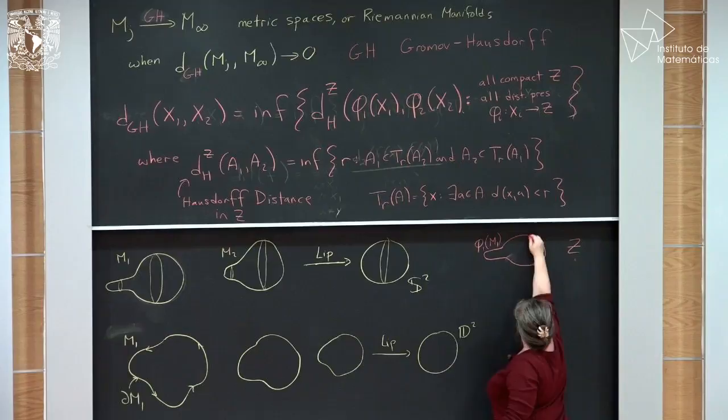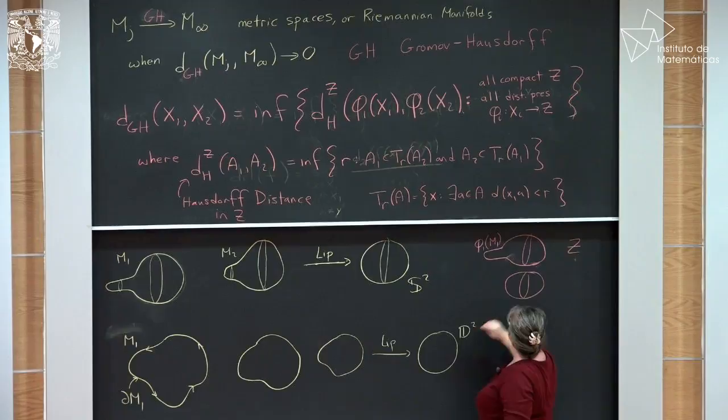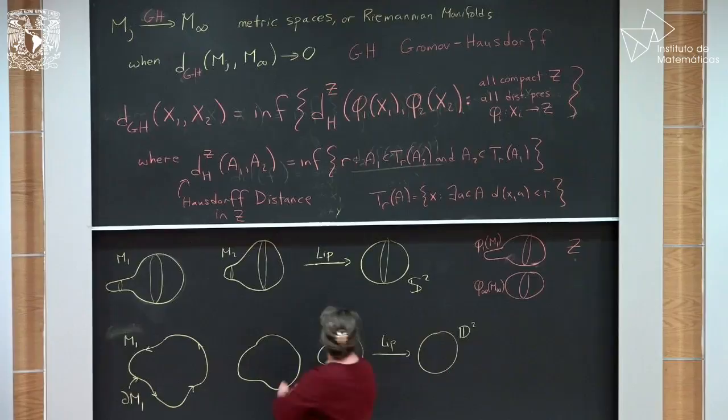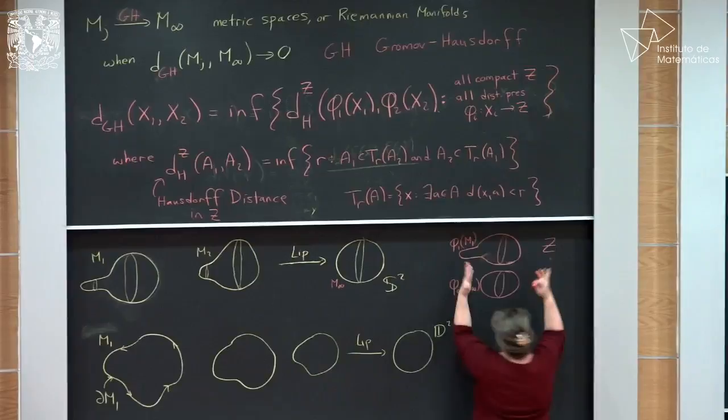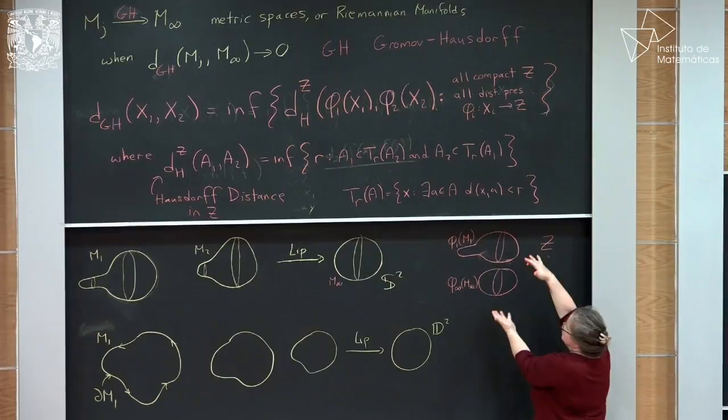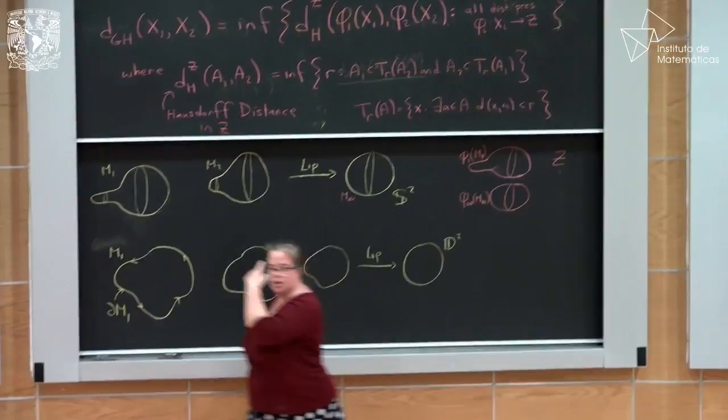And then the limit space, phi infinity, M infinity, if we call this guy M infinity. So we make them both sit inside some Z, and then we want to measure the distance between these two guys sitting inside Z. So we want to put them as close together inside Z as we can. So we put them really close, and then we measure tubular neighborhoods around them. And so we estimate.